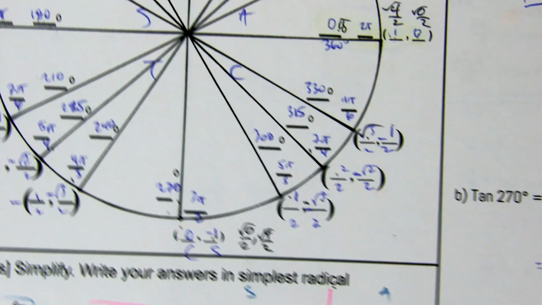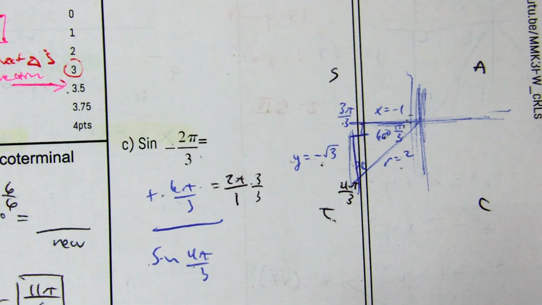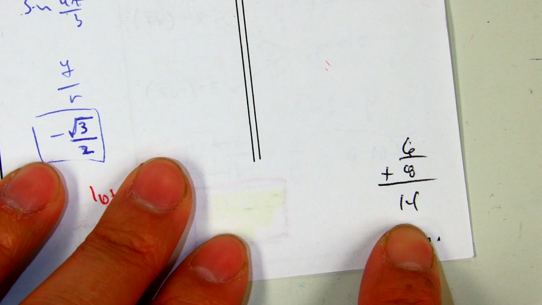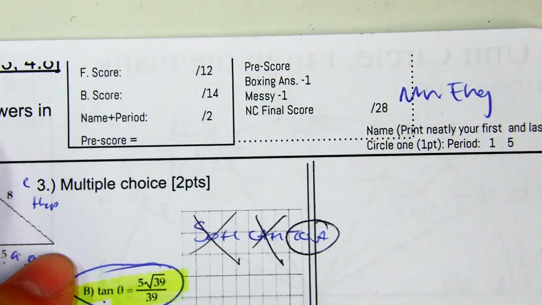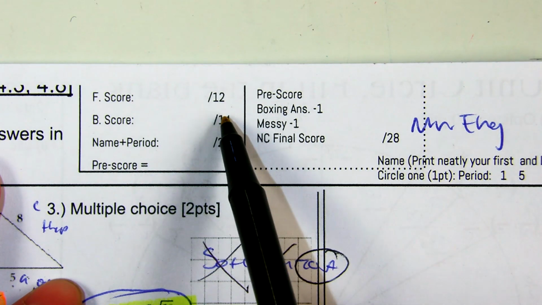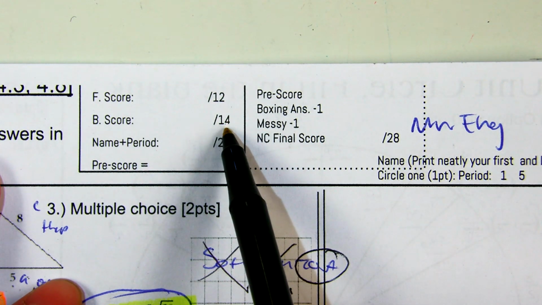So that side was 6 plus 8, so that side was 14 points. And then check: 12 plus 14 gives you 26, plus name and period gives you 28.5.